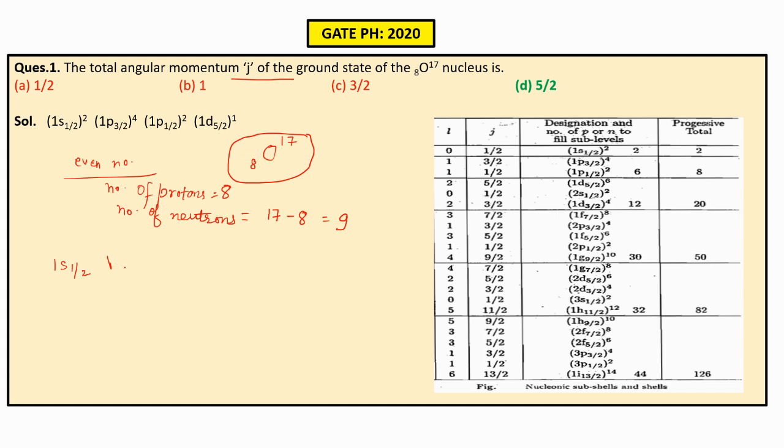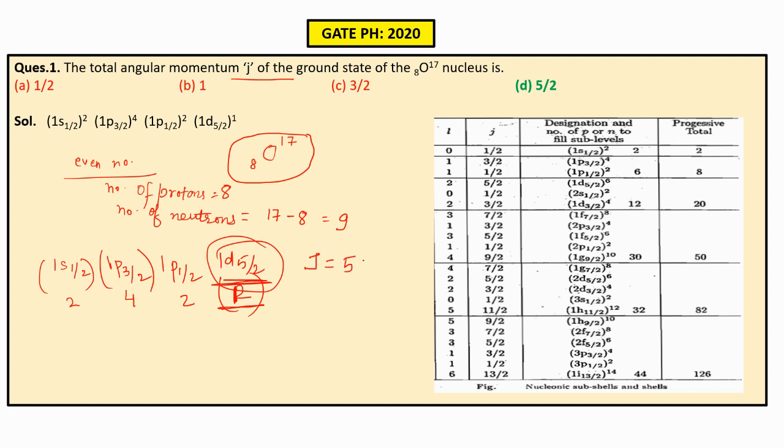This is the picture. Like, Harish, you told me to provide that table. So this is that. 1d 5 by 2. Now start filling. So this will accommodate 2 neutrons, and this will take 4, this will take 2, and this will take 4, 5, 6, 7. So 8, 9, 2 will go here. 2 neutrons will go in this subshell. So J is 5 by 2.